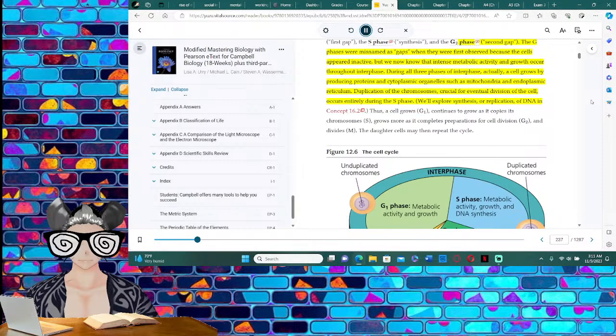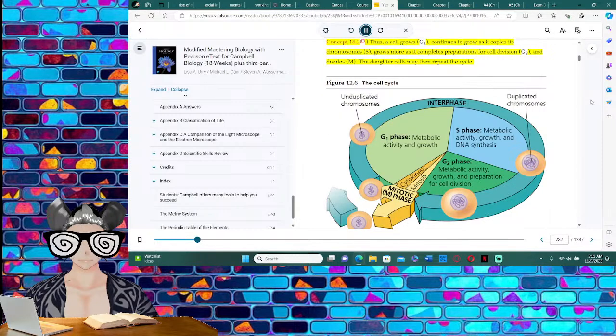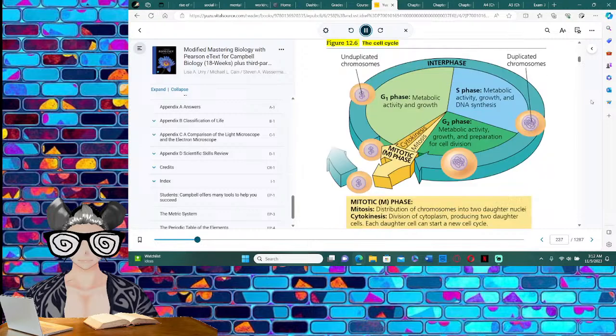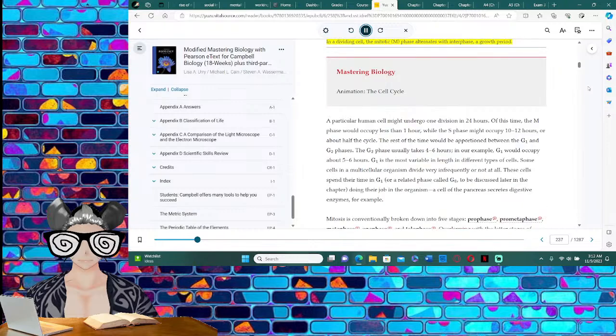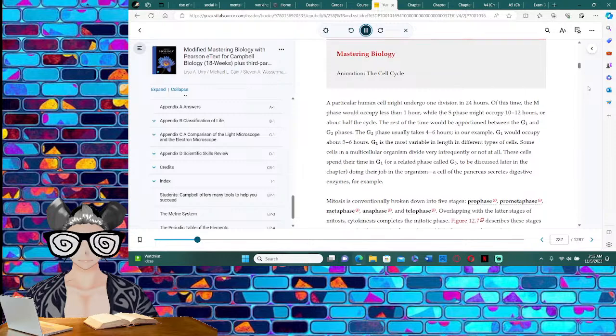We'll explore synthesis, or replication, of DNA in Concept 16.2. Thus, a cell grows (G1), continues to grow as it copies its chromosomes (S), grows more as it completes preparations for cell division (G2), and divides (M). The daughter cells may then repeat the cycle. Figure 12.6. The cell cycle. Circular chart depicting the cell cycle. In a dividing cell, the mitotic, M, phase alternates with interphase, a growth period. Figure 12.6. Full alternative text.